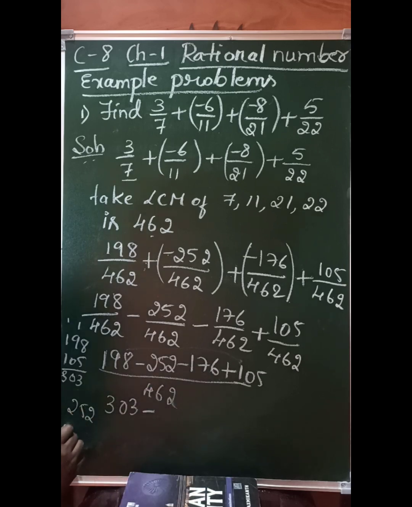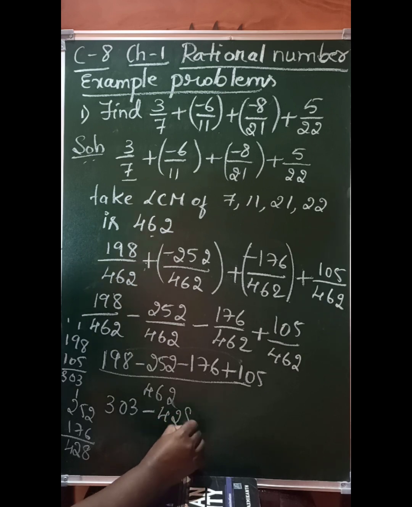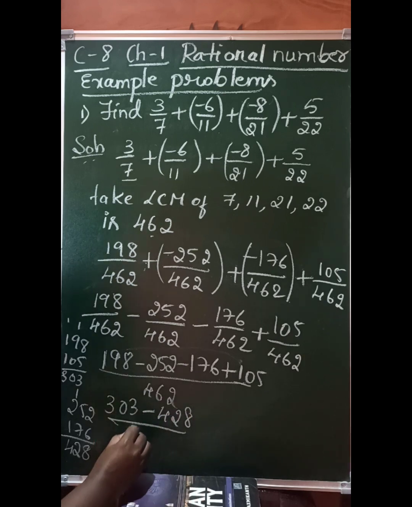252 plus 176. 2 plus 6 is 8, then 5 plus 7 is 12, 2 right below, 1 carry. 1 plus 2 is 3, 3 plus 1 is 4, so 428 divided by 462. Now how to consider this one?